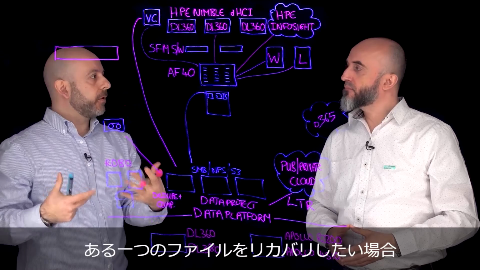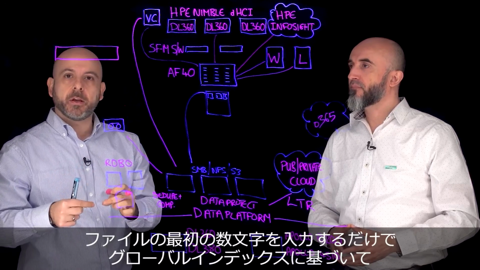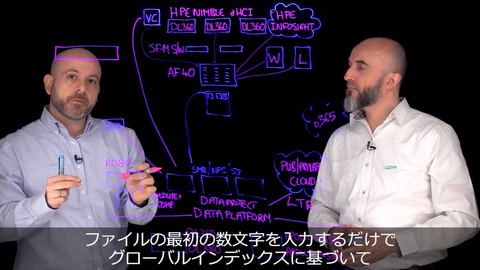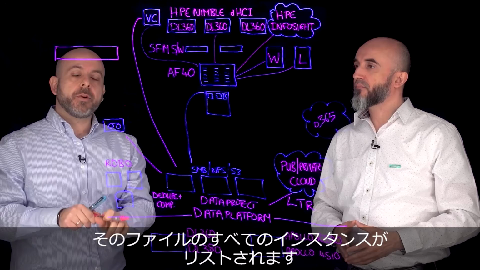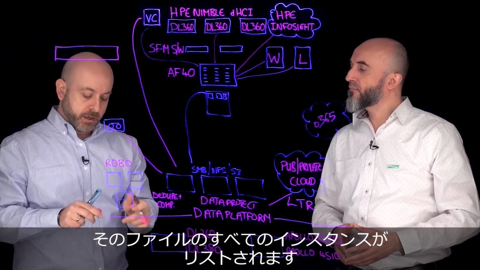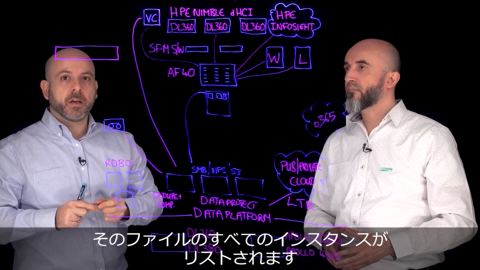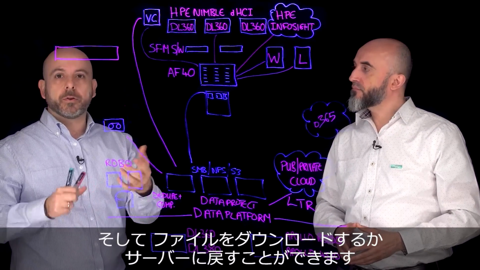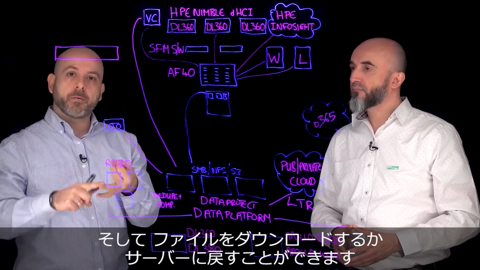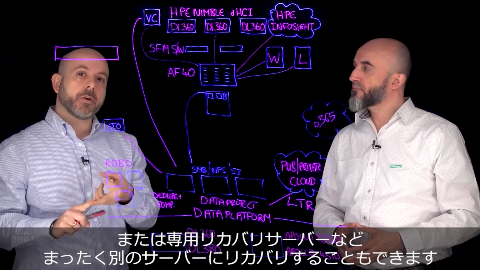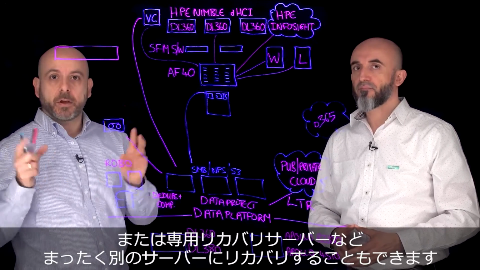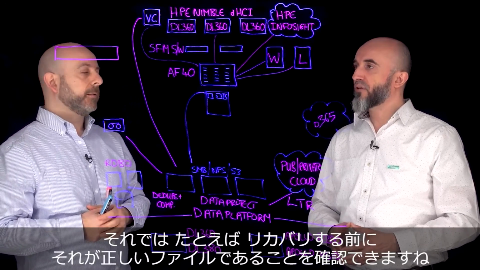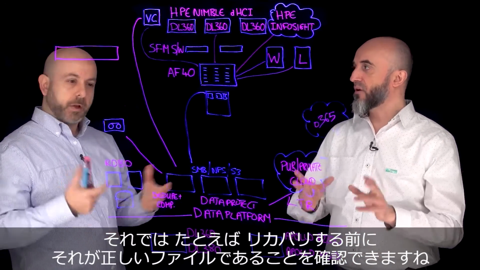So when they go to recover a single file, they can just start typing the first few letters of the file, and we will list every instance of that file we've seen with our global indexing. Then you can choose to either download the file or recover it back to the server, or even recover it to a completely different server, perhaps a dedicated recovery server. For instance, you want to make sure that's the correct file before you recover it to production.